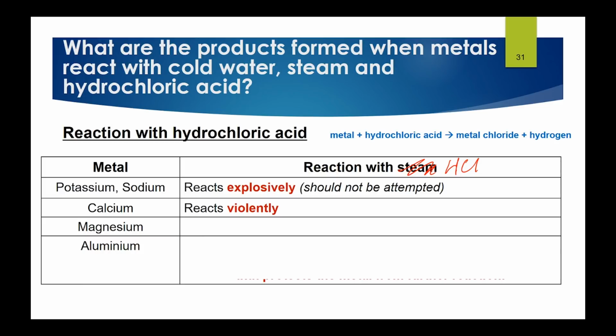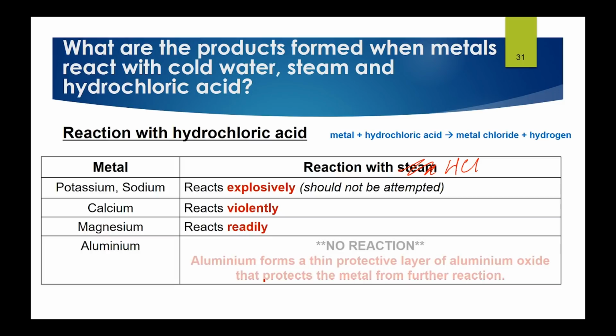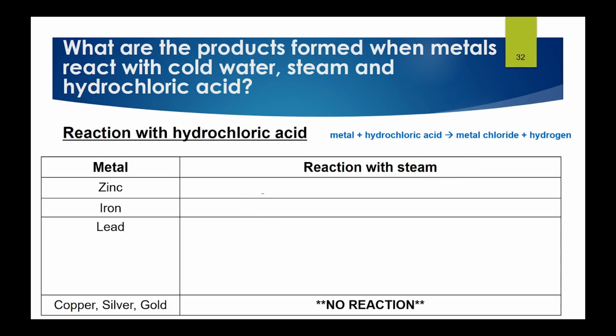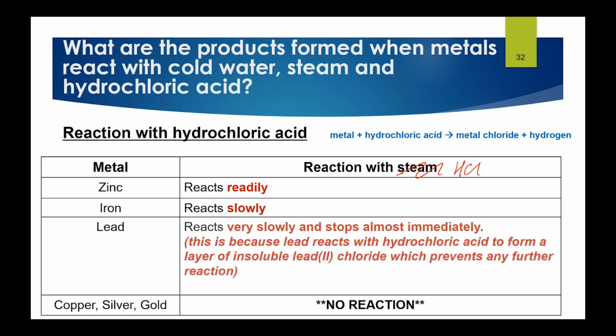Calcium reacts violently in this reaction. Magnesium, which is what you have done before in the school lab, reacts readily. It also produces hydrogen gas, and this time around it produces the salt magnesium chloride. For aluminum, once again, there's no reaction because of the aluminum oxide. This time around for zinc and iron, there is a reaction. For zinc, it reacts readily. For iron, it reacts slowly, pretty much similar to the case when you add them with steam.